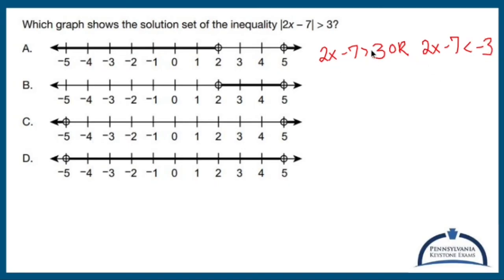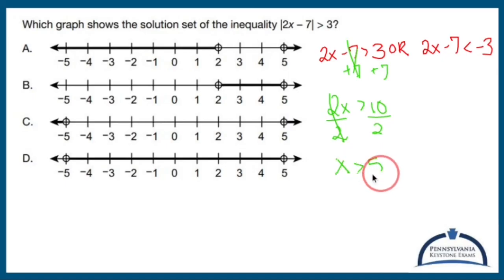So what we have going on here is two separate inequalities that we need to solve for. You solve every inequality just like a regular old equation. It's just you have to remember, if you divide or multiply by a negative, you flip the sign. I don't think that's going to happen here, so I'm just going to add 7. That gives you 2x is greater than 10. Divide by 2, which is a positive, so no flipping of the signs. X is greater than 5.